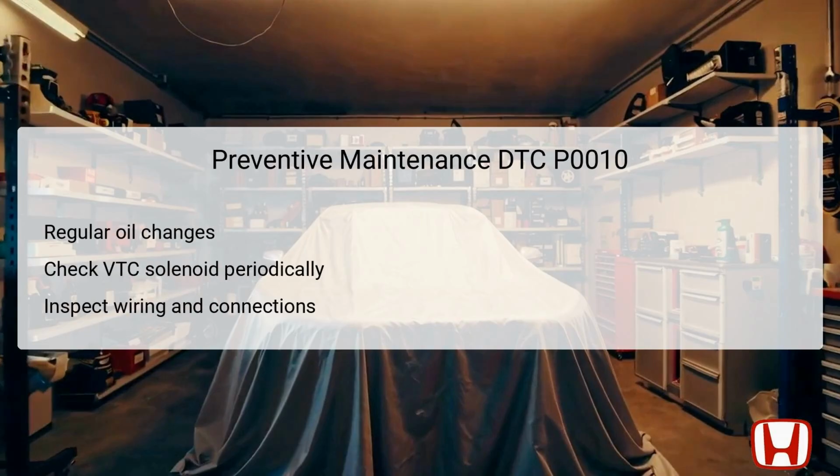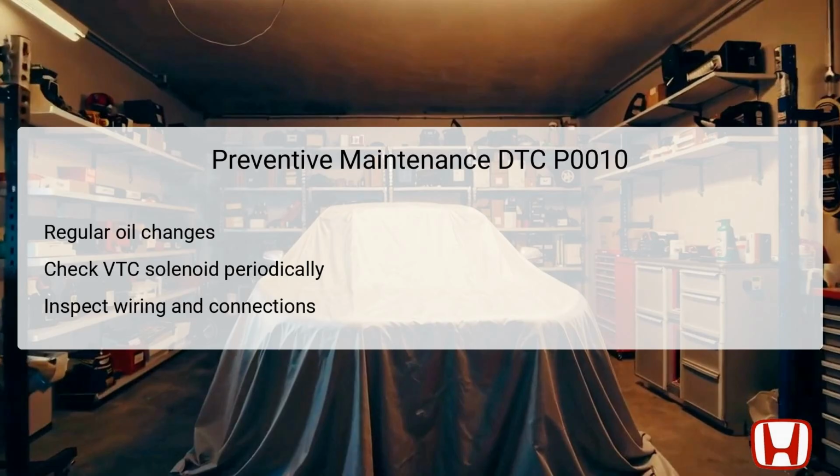Preventive maintenance plays a key role in minimizing the likelihood of experiencing issues linked to DTC P0010 in the Honda Civic. Regular oil changes are crucial, as clean and adequately maintained engine oil ensures effective lubrication and operation of the VTC system. Additionally, periodic checks of the VTC solenoid can identify wear or damage before they escalate into malfunctions. Inspecting the wiring and connections linked to the VTC system can help catch any fraying or corrosion that may lead to intermittent failures or shorts.